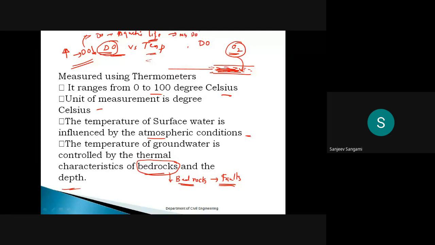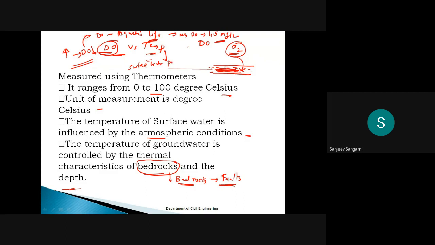Minimum DO required for the survival of aquatic life is 4.5 milligram per liter. So if the dissolved oxygen goes below 4.5 milligram per liter, then aquatic life will not survive. Once the aquatic life will not survive, it means the water is under stagnant conditions or your surface water is polluted.